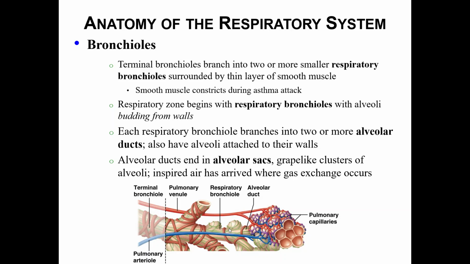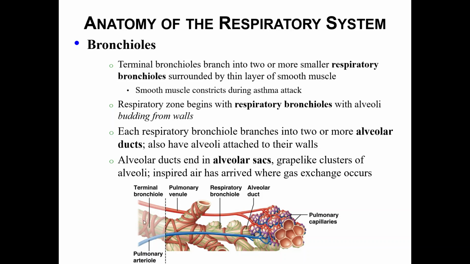The respiratory zone itself begins with the respiratory bronchioles and continues through the alveoli here, which are these little grape-like sacs. Okay. Each respiratory bronchiole branches into alveolar ducts, which then branch off into alveolar sacs. And so it's just one nice continuous tube basically.